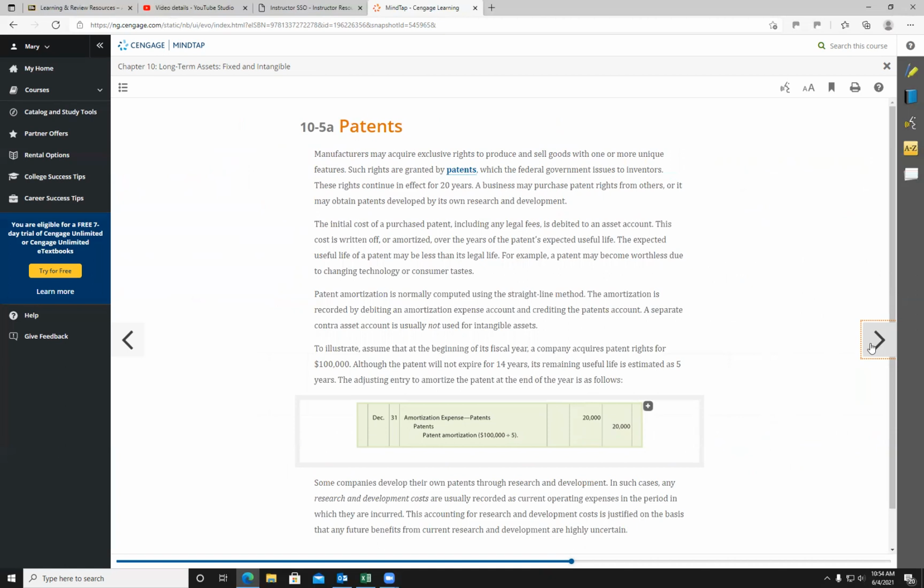Manufacturers acquire exclusive rights to produce and sell goods with one or more unique features, and such rights are granted by patents. That's usually something that's granted by the federal government to inventors.